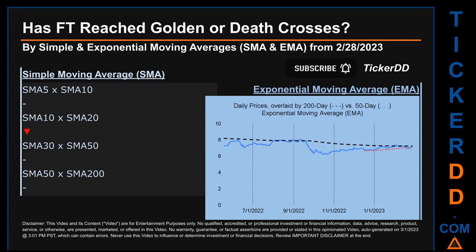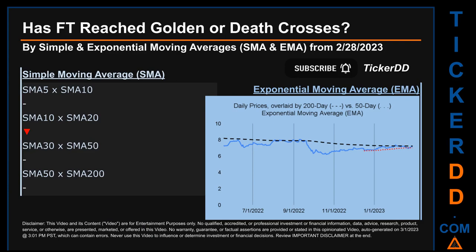Has FT price reached golden or death crosses? Golden cross and death cross are basic signals that compare average prices across two specified trade day ranges, a short-term versus a long-term range. For example, 5-day versus 10 trade days.